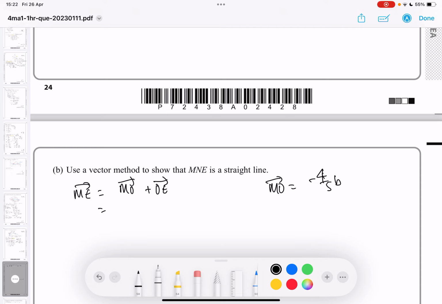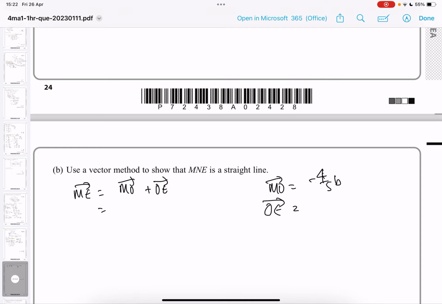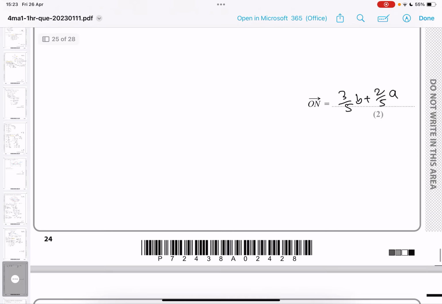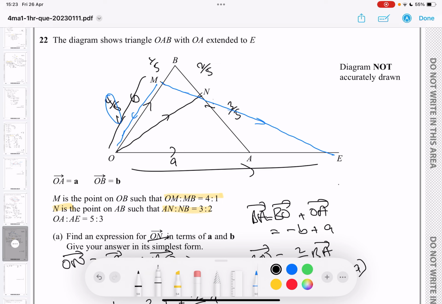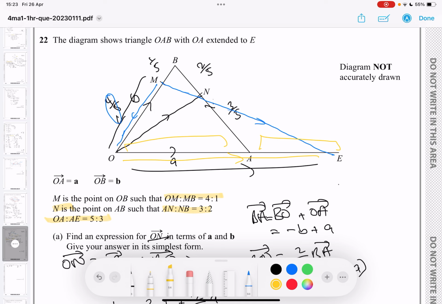Minus 4/5 of B. And now OE, if we go back up and see the vector, we draw it out, that's OE, that's going to equal OA plus AE. And they've told us that the ratio of OA to AE is 5 to 3. So if OA is vector A, this is going to be 3/5 of A.